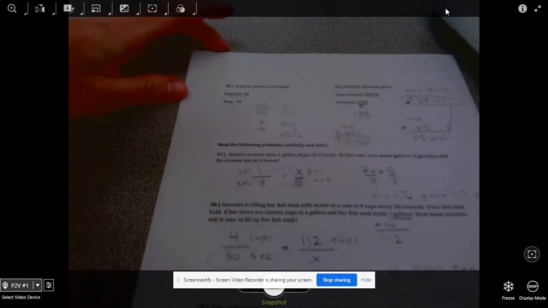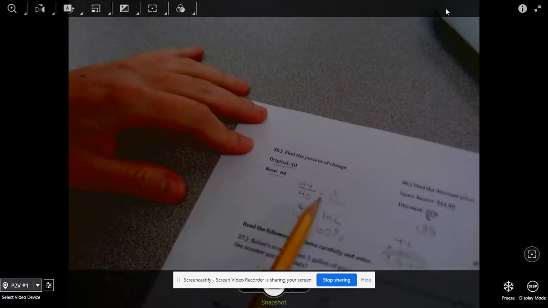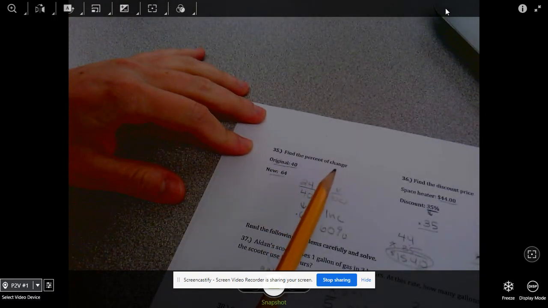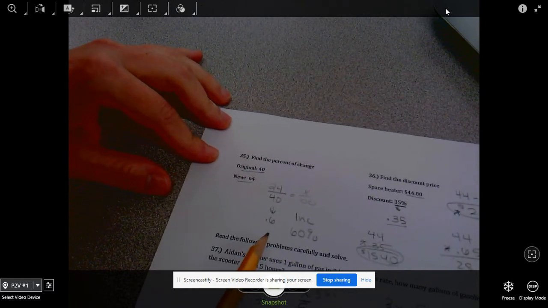Okay, this is part 2 of your chapter 2 review. The first part asks you to find the percent of change. Your original number was 40, and then you go to 64. That's a difference of 24. So you put 24 over your original 40. You can just divide in your calculator and get 0.6, or cross multiply and you'll get 60%.